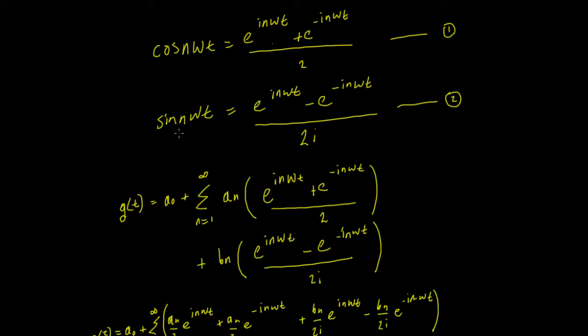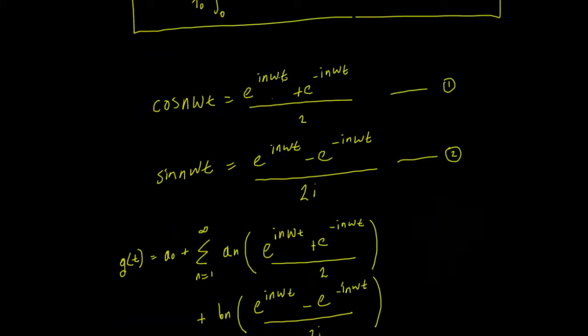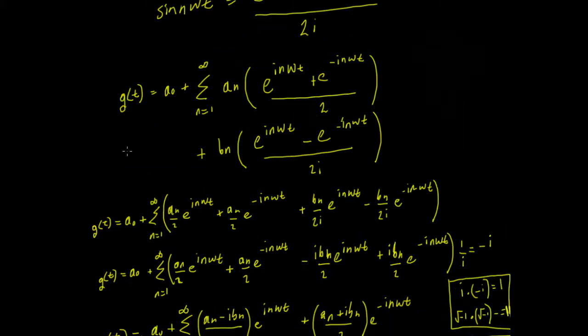So what we're going to do is take initially this function here and replace the cos n omega t and the sin n omega t with what's in these identities. Okay, so I've just rewritten that out again. I decided to write it out as opposed to writing it as I'm doing it, because little errors tend to creep in.